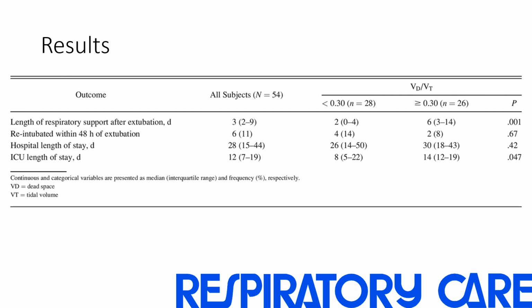Their primary outcome was length of respiratory support after extubation, defined as the time it took to get to room air. You can see a pretty significant difference. Those with a higher VDVT took 6 days to get down to room air versus 2 days, but there was no difference in reintubation. Importantly, ICU length of stay was also a little bit longer in the patients with a high dead space to tidal volume ratio.